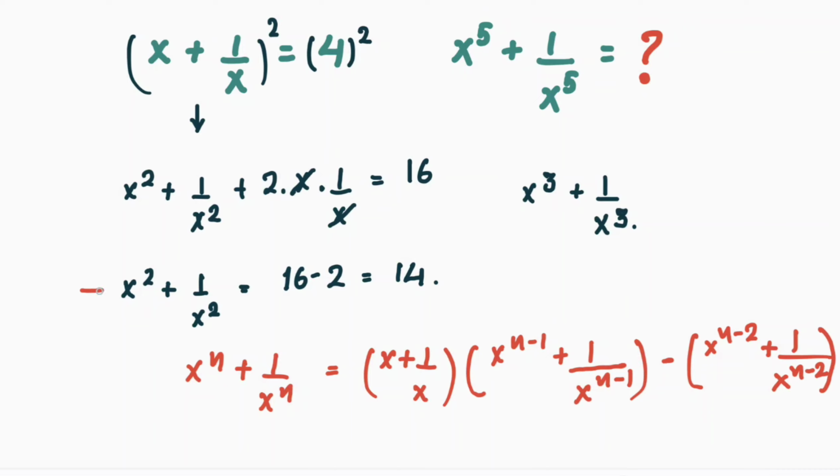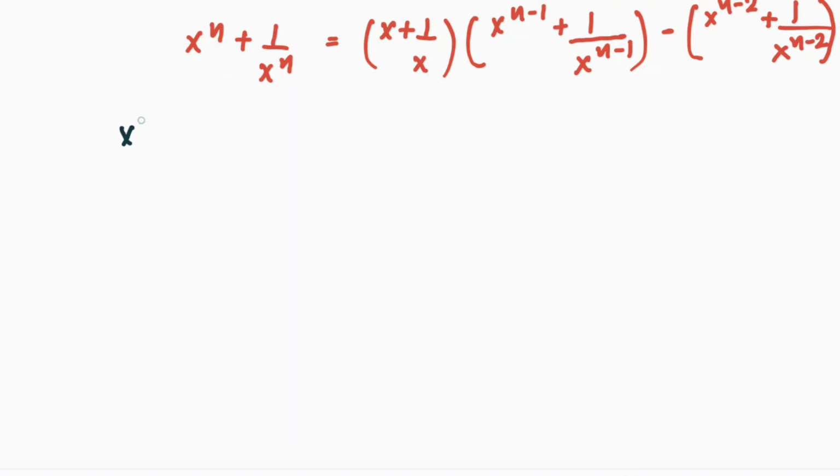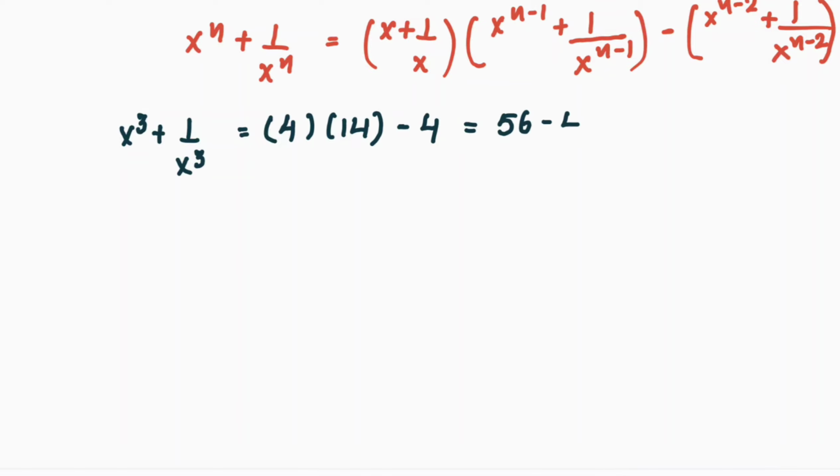We already have values for n equal to 2 and n equal to 1. This will give us x cube plus 1 by x cube. x plus 1 by x is 4, x square plus 1 by x square is 14, minus x plus 1 by x, that is 4. So 56 minus 4, 52. Similarly, calculate for x raised to the power 4 plus 1 by x raised to the power 4.